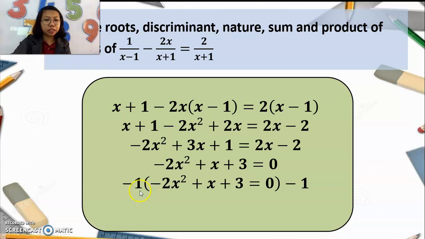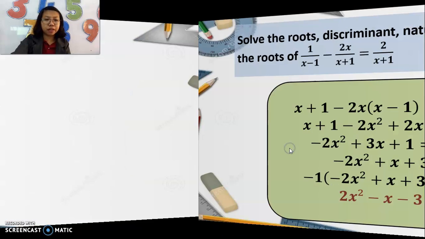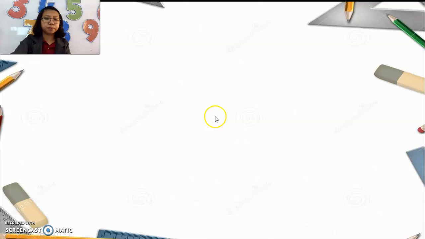Then I can multiply it by negative 1, or divide it by negative 1, if you want to cancel the negative on the first term of the equation. After multiplying, I am going to have 2x squared minus x minus 3 equals 0. So I already have the quadratic equation from this given rational equation. Let's compute for the values of the roots.